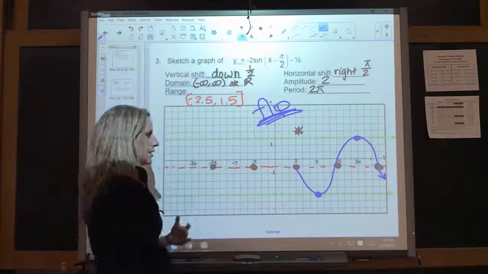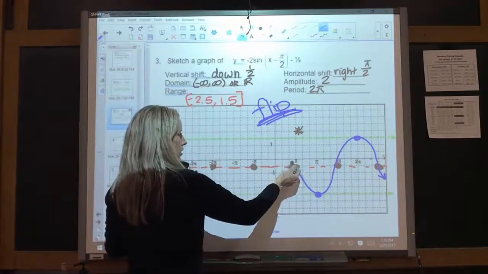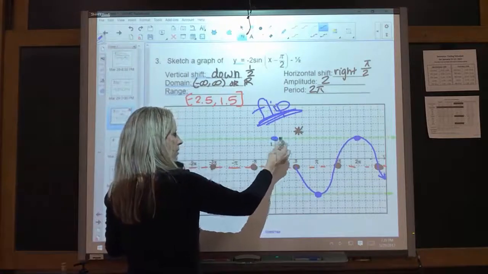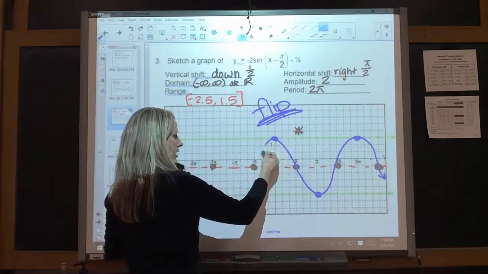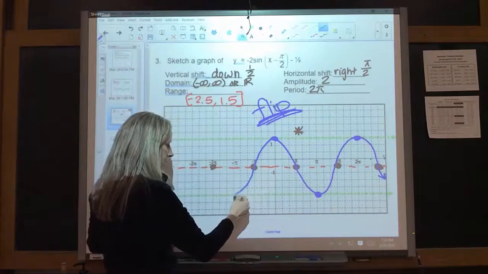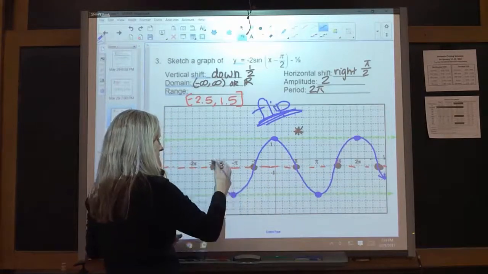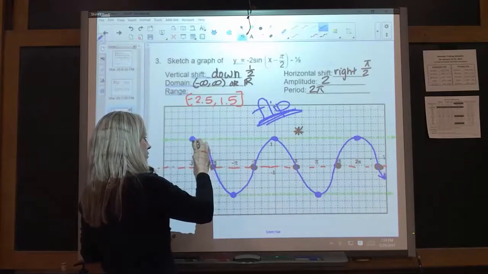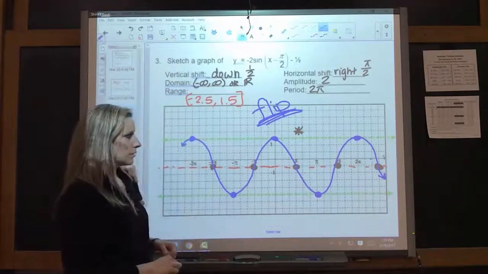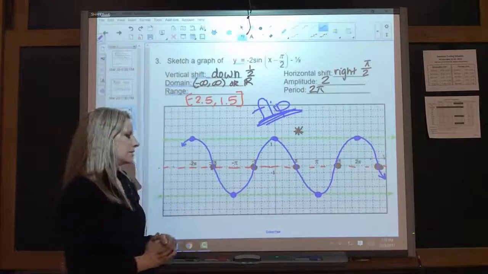And you're just going to repeat that going backwards. So at 0, we'll be up at 1.5, then we'll come down. At negative pi, we'll be down at negative 2.5, come back up, and at 2 pi, we'll be at the maximum. So your graph should look like this.